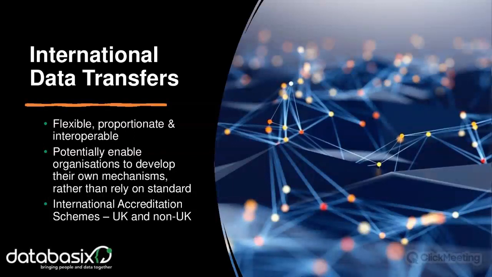So they're trying to make it more flexible, and they want it to be proportionate to the risk. So it might be that they look at how you make an assessment of what the data is that is being transferred internationally, and then how you can get countries working together to make sure there's a way of keeping that data flow going. So things like the international accreditation schemes, both UK ones and allowing non-UK bodies to produce accreditation schemes that would then be recognised by the UK, allowing organisations to develop their own mechanisms.